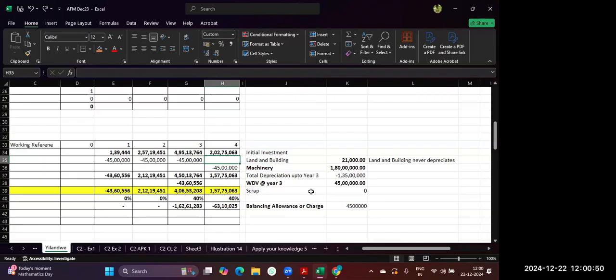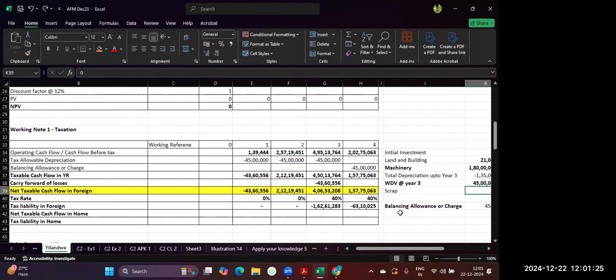Sir, if there is a sale value given for the machinery, will we take it as a scrap value? Yes. If a sale value is given, you will take it as a scrap value. Sir, and balancing allowance or charge will be calculated only if the question asks? No, by default it has to be calculated, because at the end of the project, you're going to sell all your machinery, right? You are not going to keep your assets when the project is over, right?